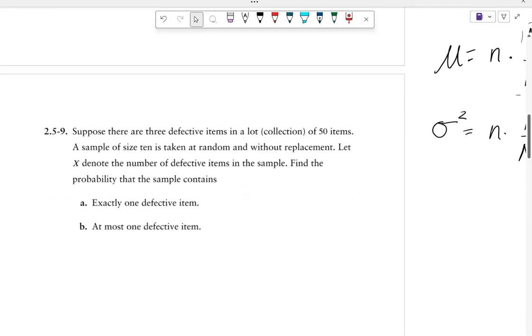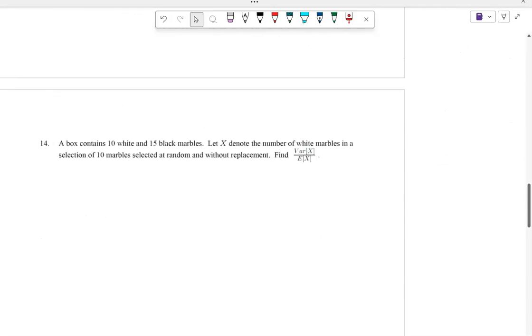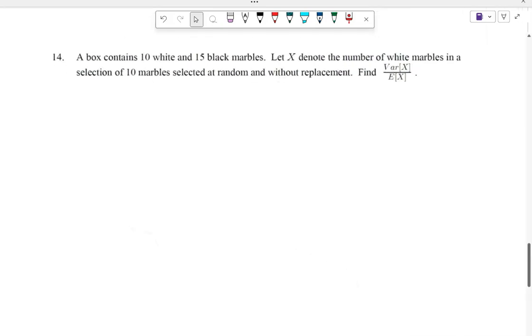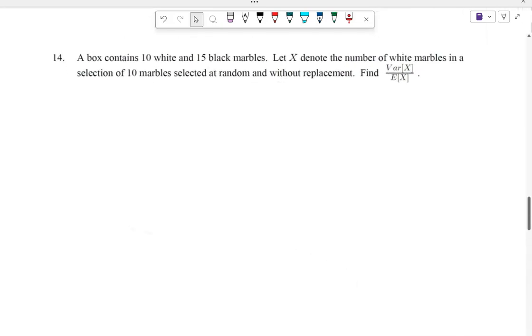Let's do one more. I only have 4 on here anyway. Let's do 14, only because it's asking you to do a little bit of a different thing. Regardless of what the question's asking you, we should first decide what's telling us what type of distribution it is. This should be an example of a hypergeometric one.